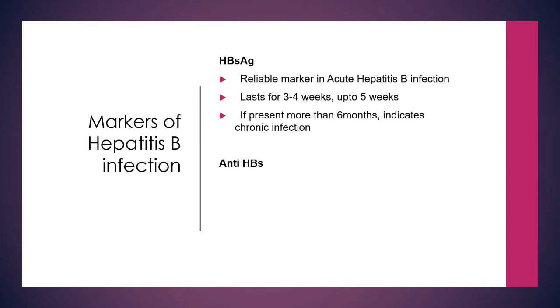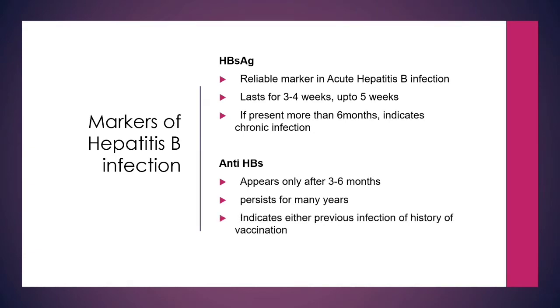Anti-HBs appears only after 3 to 6 months of infection. It can persist for many years. Its presence in blood indicates either previous infection or history of vaccination.